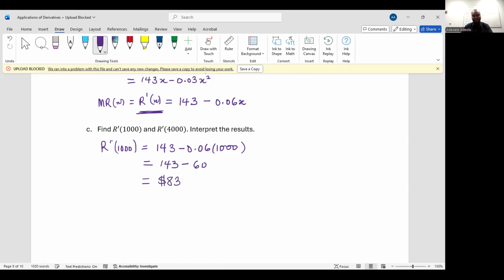So what does that mean? It means the revenue generated for the 1,001st, what's it called?